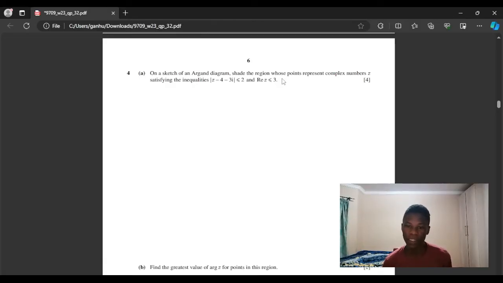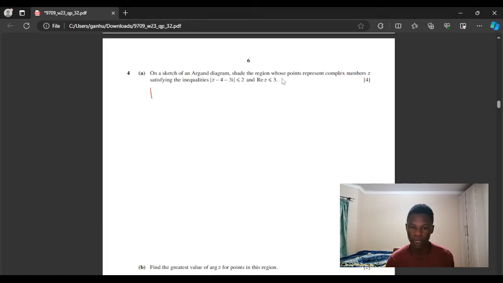Number 4a. On a sketch of an Argand diagram, shade the region whose points represent complex numbers z satisfying the inequalities modulus of z minus 4 minus 3i is less than or equal to 2, and all real values of z are less than or equal to 3.